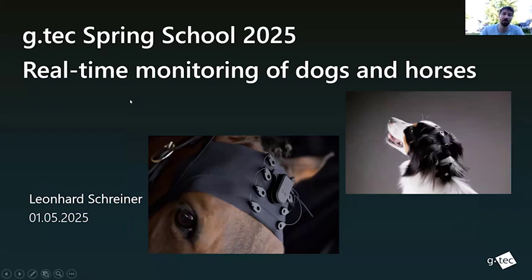Today I'm going to give a talk about real-time monitoring of dogs and horses. We will also have a live demo here, measuring EEG from our subject Remy, who is walking around behind me during my presentation right now. And in the end, we will have this live demo.